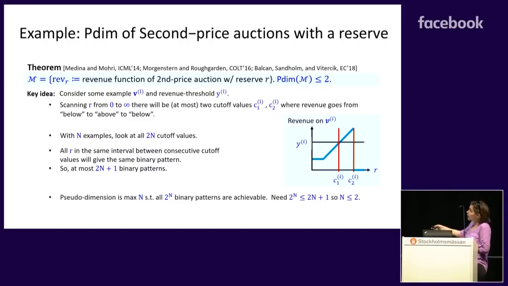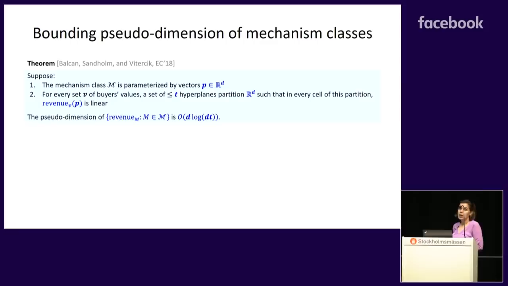This result has been shown by several people, including Mehryar Mohri and his former student Andres Medina, Tim Roughgarden, and Jamie Morgenstern. It is also implicit in our own work. The proof that I showed you here is the cleanest proof that I know, and it's the proof that motivated a very general theorem that applies to many mechanisms and can be stated very easily pictorially.